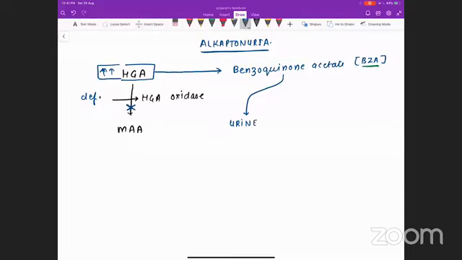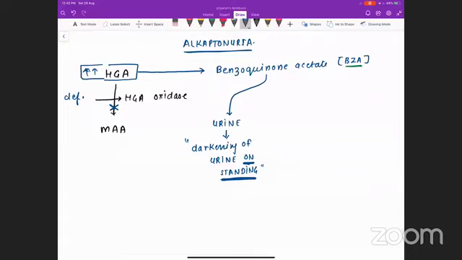If it comes in urine, it will lead to darkening of urine on standing. What does on standing mean here? When you take a urine sample and wait for some time, the urine color will change from pale yellow to dark brown black color. So on standing means you take the urine sample and wait, and after 10-15 minutes, the urine color will change.